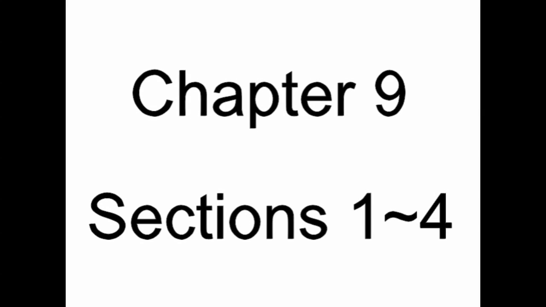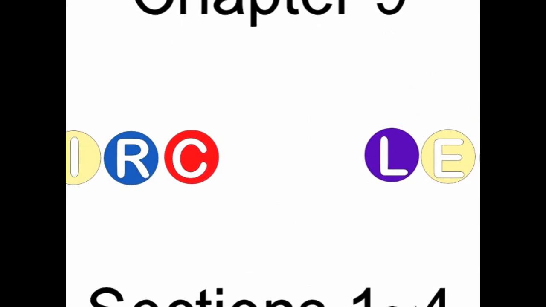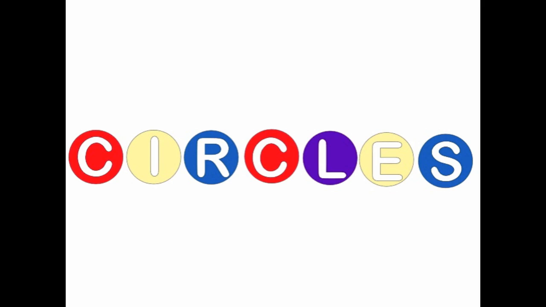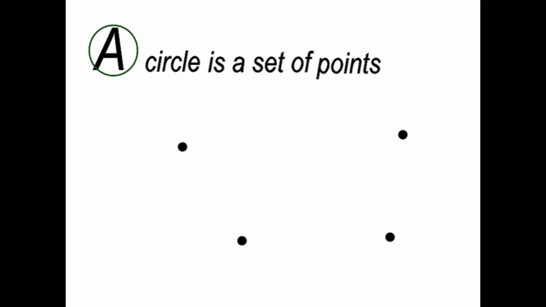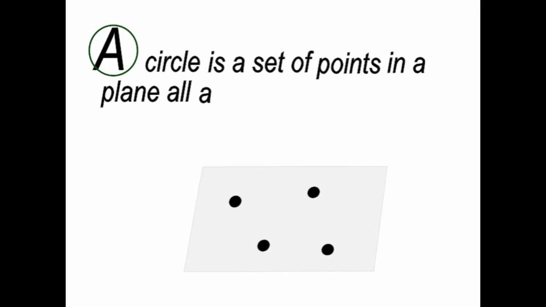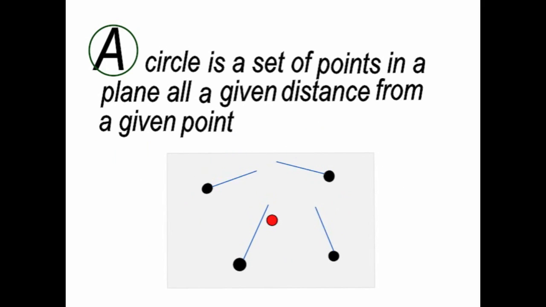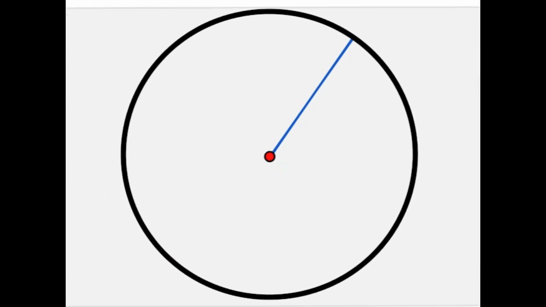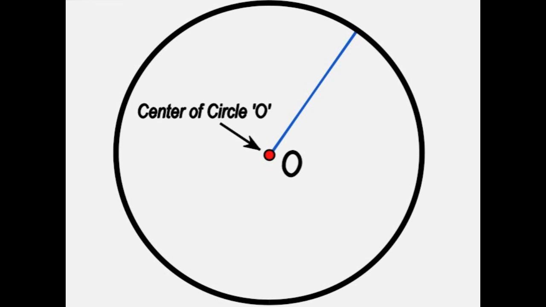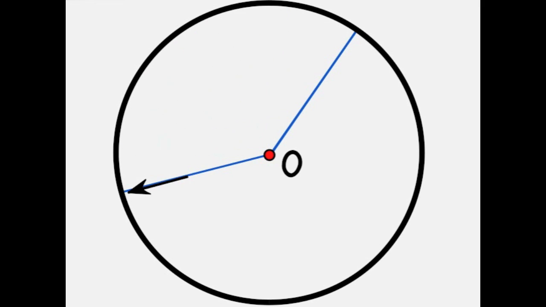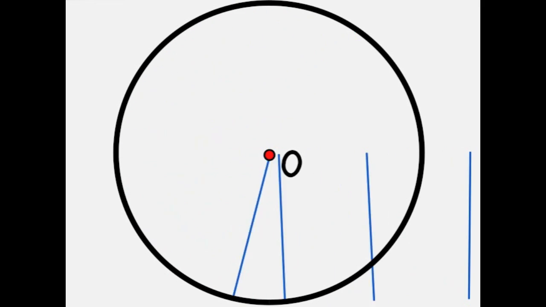In order to learn Chapter 9, you need to understand several basic things about circles. First off, what is a circle? A circle is a set of points in a plane, all at a given distance from a given point in that plane. The given point is the center of the circle. The given distance between any point on the circle and the center is the radius. All radii of a circle are the same length.